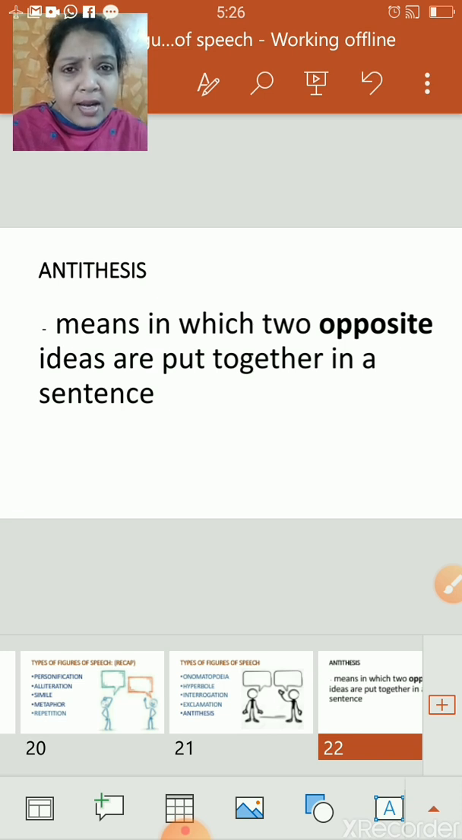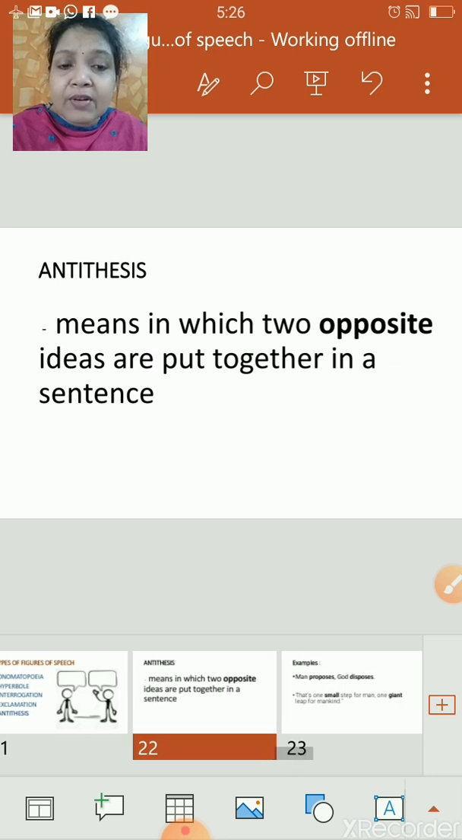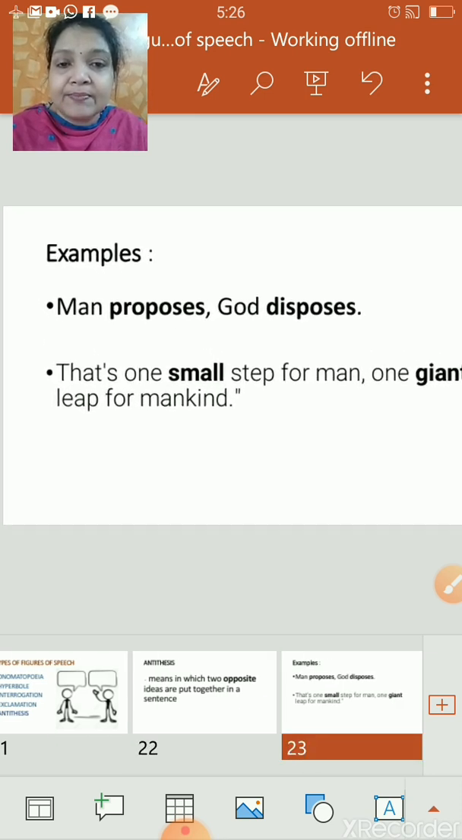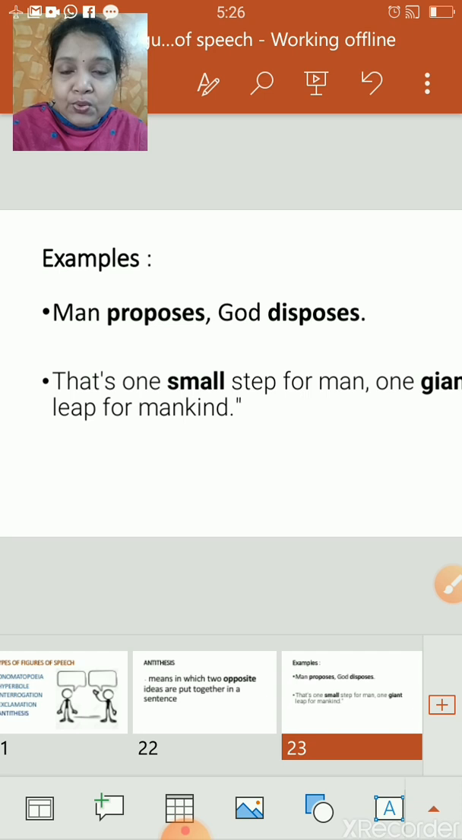Now, how to recognize them and what kind of sentences will there be? I will go through the statements and the sentences. Let us go through this. Man proposes, God disposes. Proposes and disposes are two opposite words, right? That means man is making some plan, but God sometimes doesn't give success to this plan because God is planning something else for us, right? So these are the two opposite words.